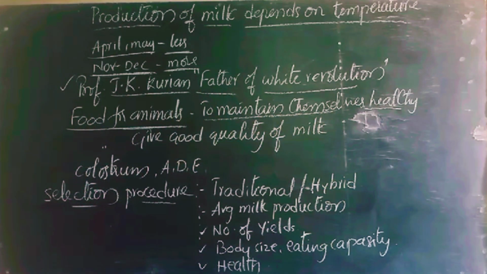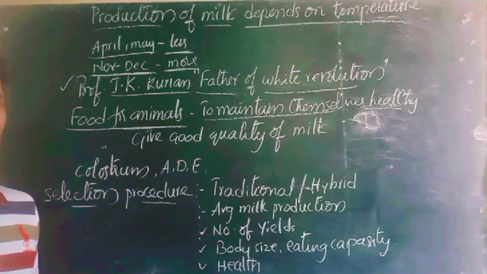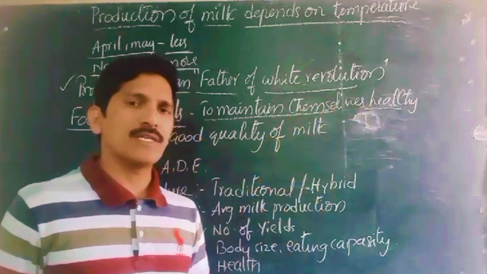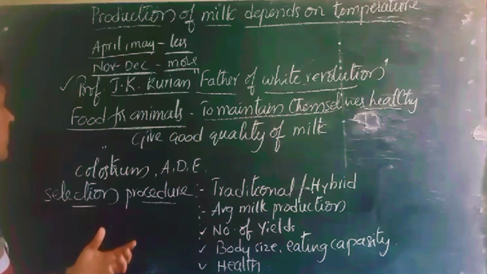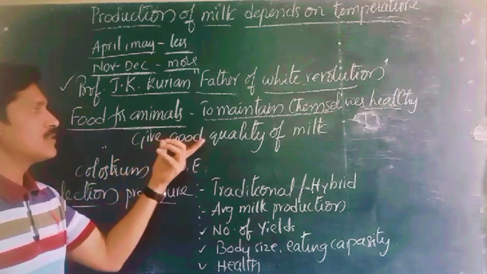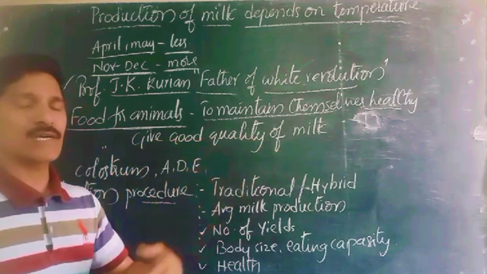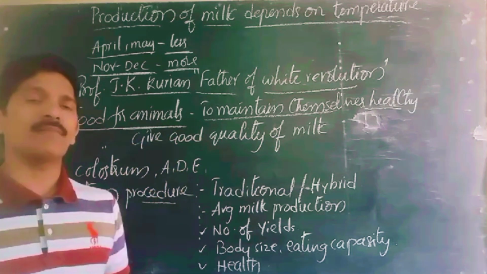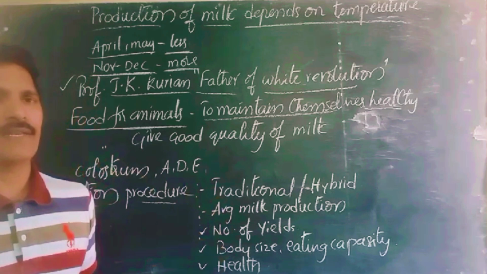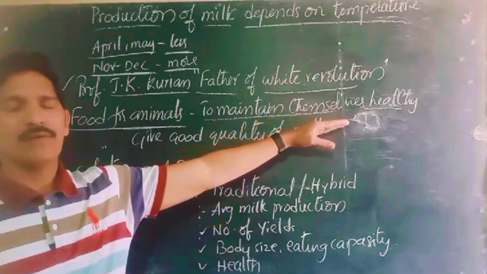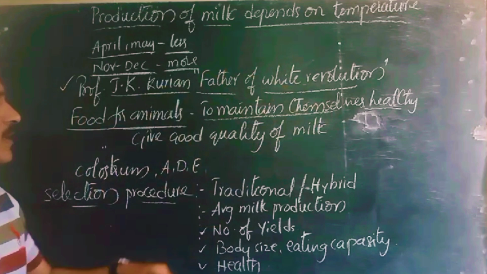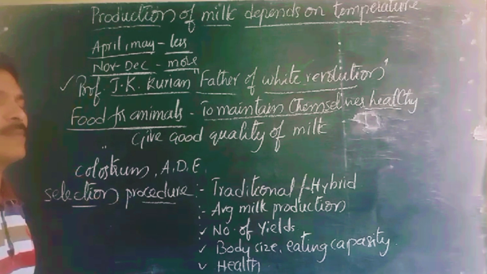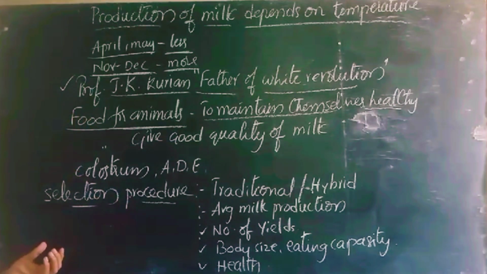Whatever food they are eating, one purpose is to maintain their health. The second type of food the animals need is to give good quality milk. So the people who are maintaining animal husbandry need to provide food, one to keep them healthy and another for giving good quality milk. They must know all this, right?